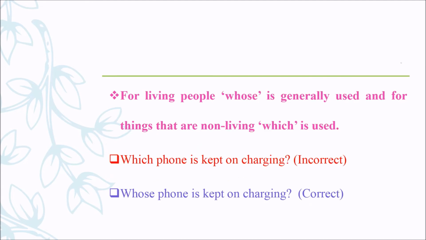Next rule is that for living people, whose is generally used, and for things that are non-living, which is used. Let's see the first sentence. Which phone is kept on charging? Is that a correct sentence? No. The correct sentence is whose phone is kept on charging.